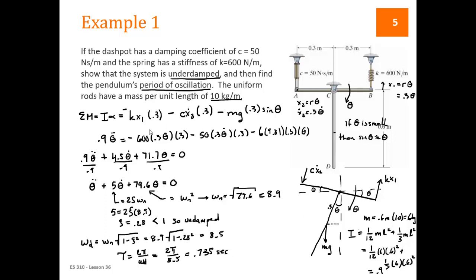So the key here is to recognize that once we have it in standard form, the two values that we're interested in fall out, right? The damping coefficient and the natural frequency can be solved for from these two coefficients. And then knowing those two, we just apply the equations on the previous slides to find the solution, or to find the damped natural frequency, or to find the period.